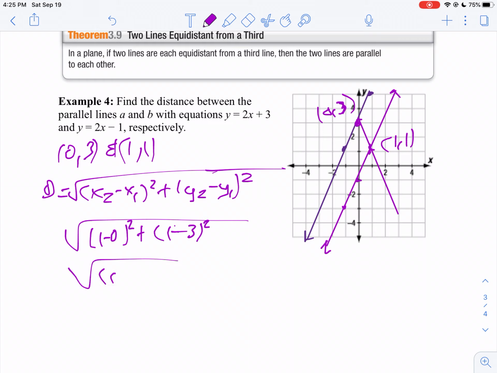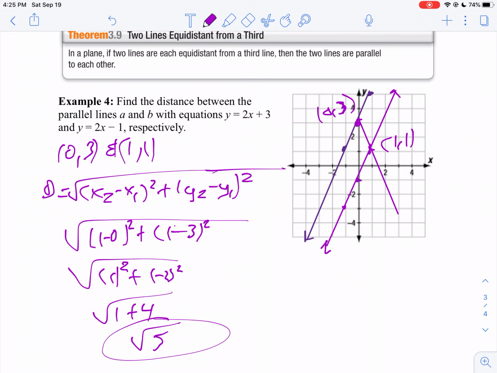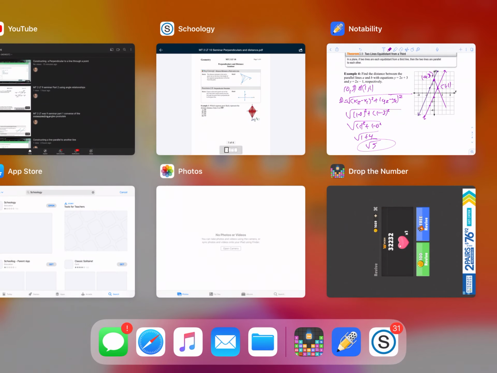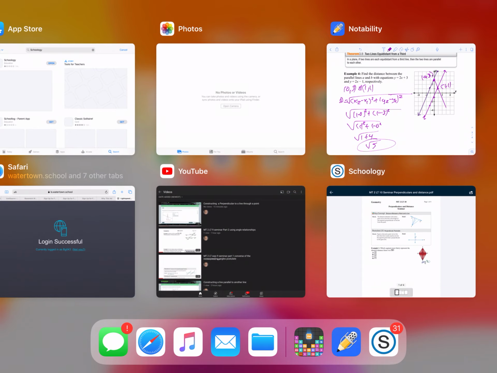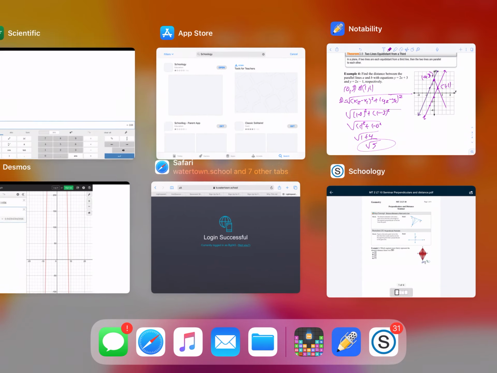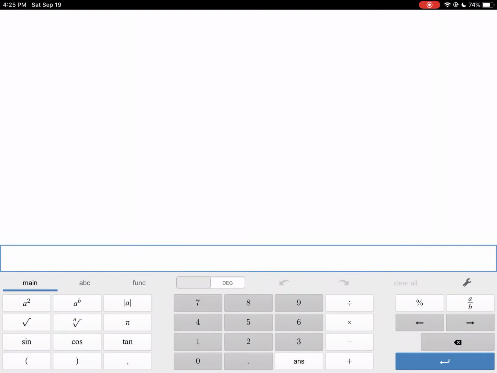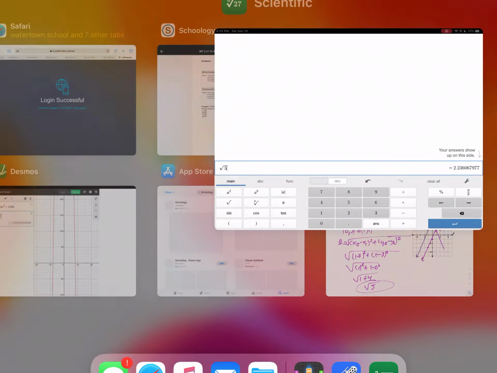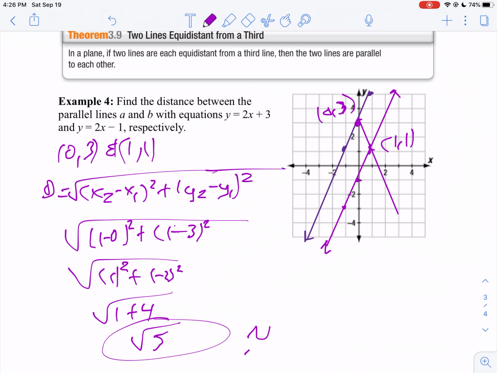So we get 1 squared plus (-2) squared. 1 squared is 1. (-2) squared is 4. So we get the square root of 5. You might see that written as a decimal, so let's take a look at that on the calculator. Square root of 5. So 2.2. That's a rounded answer.